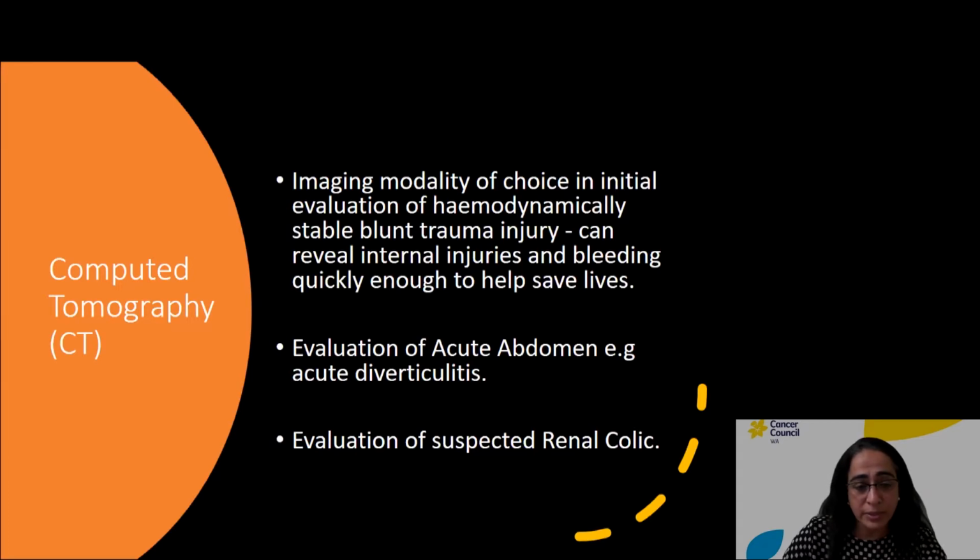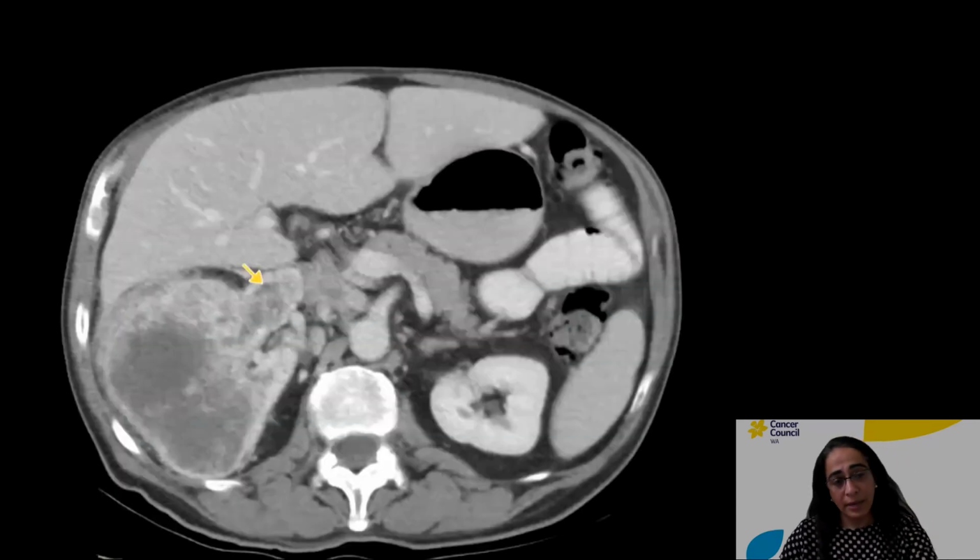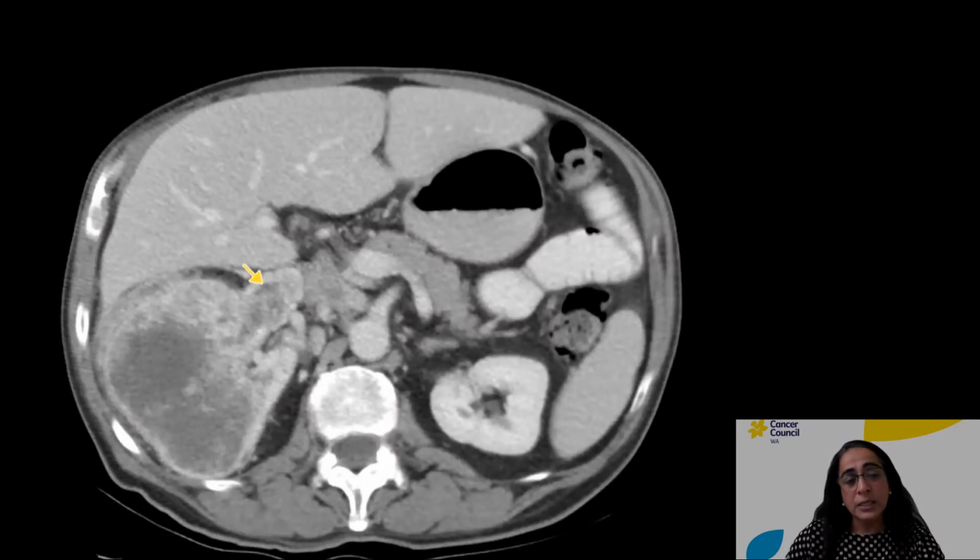CT is a main workhorse in oncology for detection and staging of malignancies, whether they're in the lung, esophagus, kidneys, pancreas, lymphomas, etc. Here's an example of a renal cell carcinoma. As you can see, there's a large heterogeneous mass centered on the right kidney and the normal kidney on the contralateral left side. This mass is actually extending into the renal vein and expanding it. But at times, it can be hard to see renal vein invasion on CT. In those cases, we'll do an MRI.